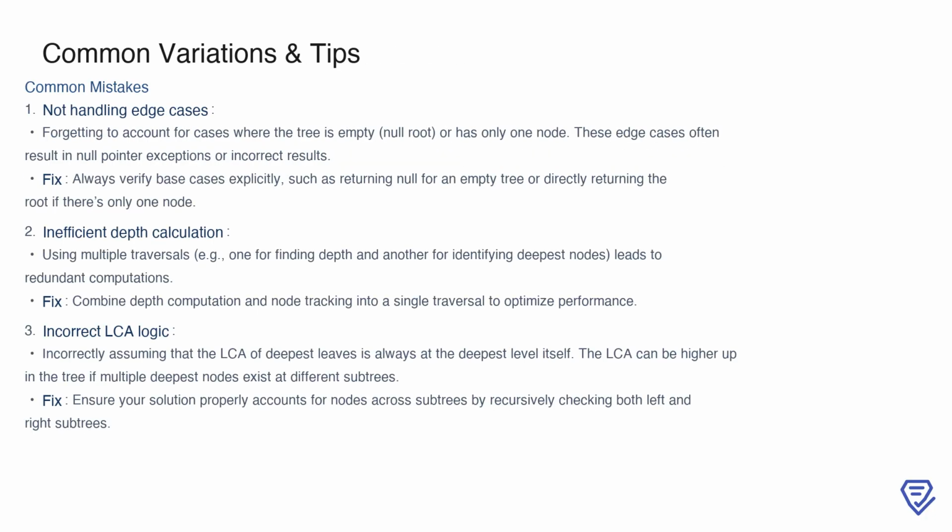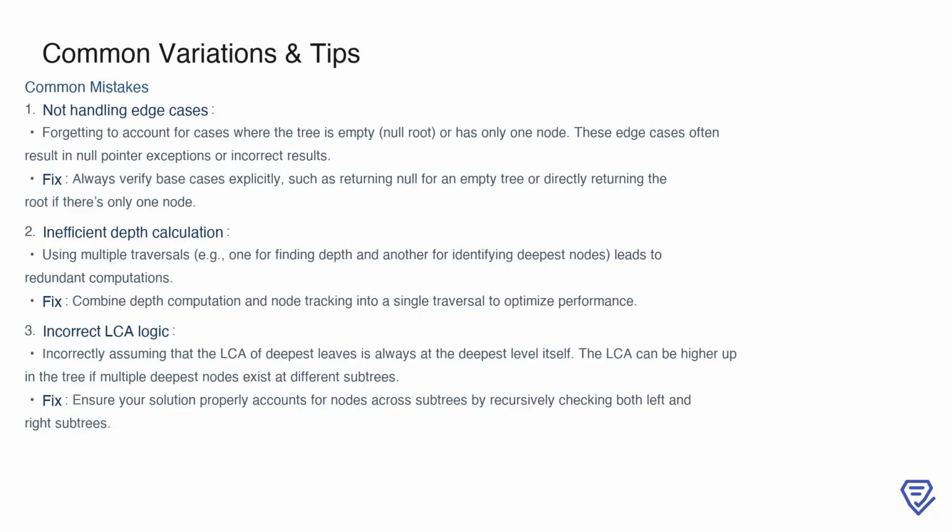When solving this problem, there are a few common mistakes to watch out for. First, failing to handle edge cases can lead to significant errors. For example, if the tree is empty or has just a single node, you might encounter null pointer exceptions or incorrect results. To avoid this, always check these base cases explicitly. For an empty tree, return null, and if there's only one node, simply return the root.